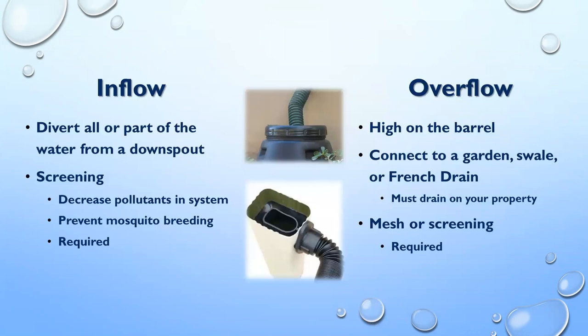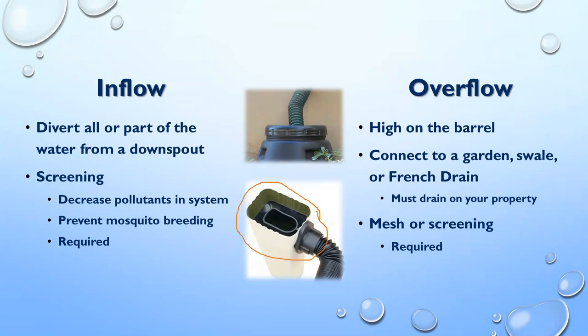So on that barrel we just looked at, the inflow was a full divert. So that means all of the water from that roof goes into that barrel. It was just an open pipe set above the barrel flowing into it. But there's actually a way that you can, if you have, say, a French drain, you can keep your downspout exactly where it is, not cut it at all, except put a little hole in it, and put one of these systems in this bottom picture in.